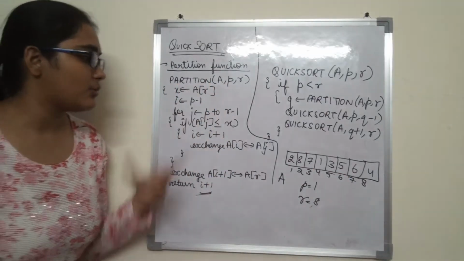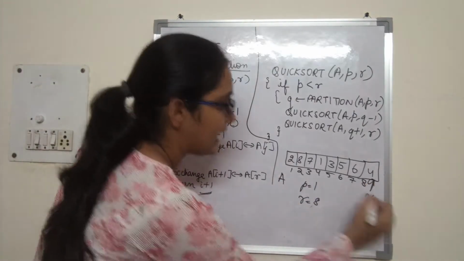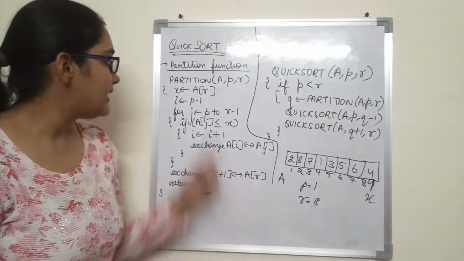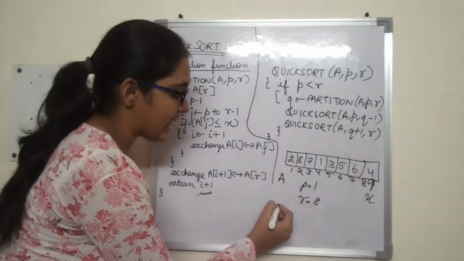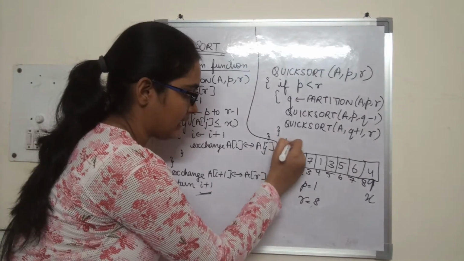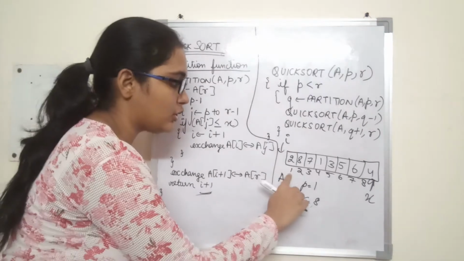Let us see what partition was doing. x is equal to A[r]. x is this, right? Why? Because r is equal to 8. So x points to the last element. i is equal to p minus 1, so i will point to here, right? Now for j is equal to p to r minus 1, that is j is equal to 1 to 7.